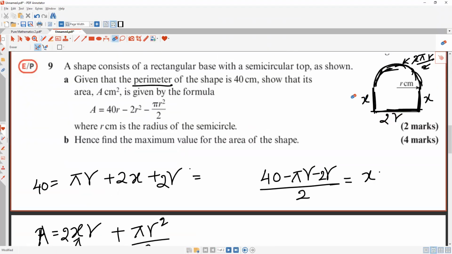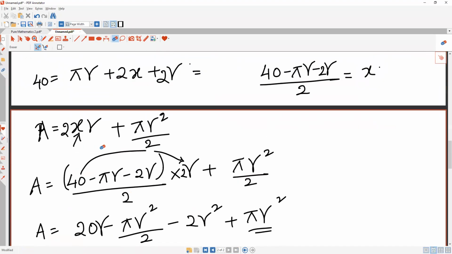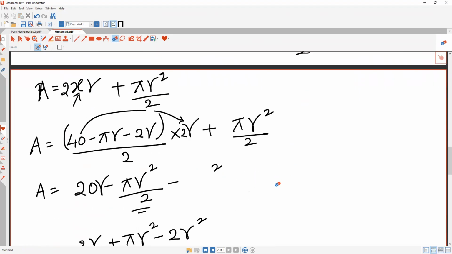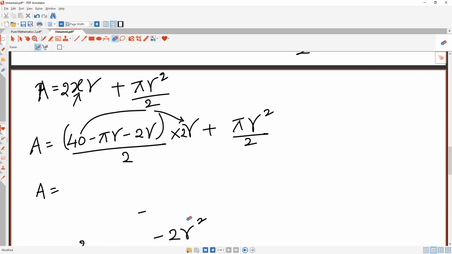So when we did length into breadth, x into 2r will be 2xr. Here I have put 2r. Okay, now let's see. And another mistake I made, I forgot to write pi r square divided by 2 here. Let me redo this whole thing again.